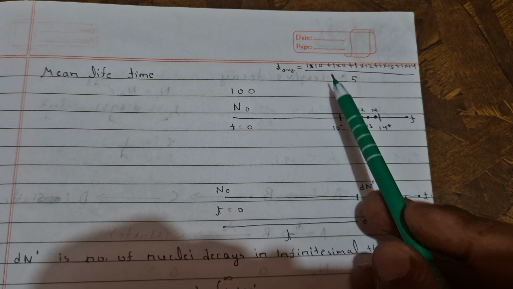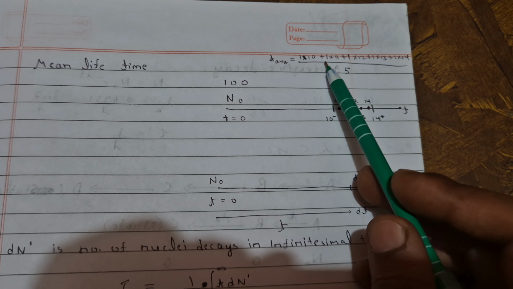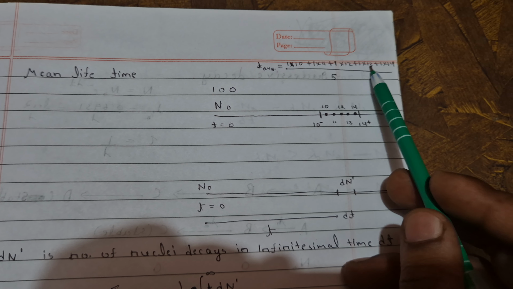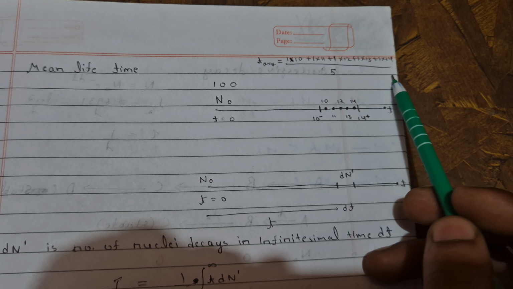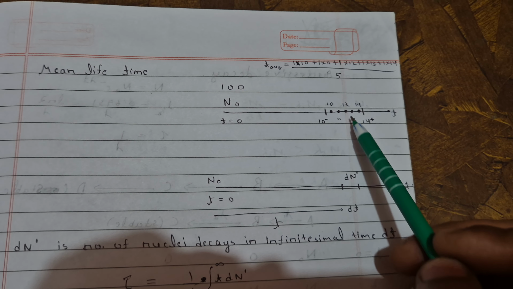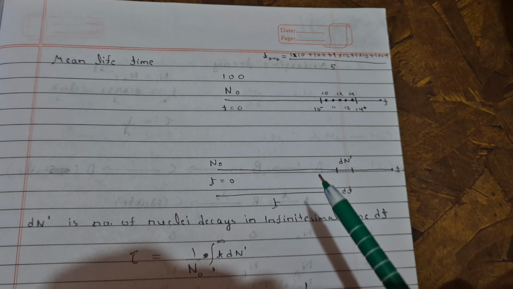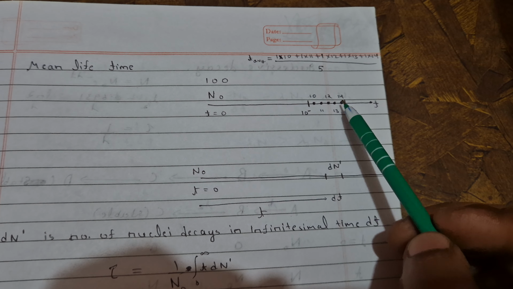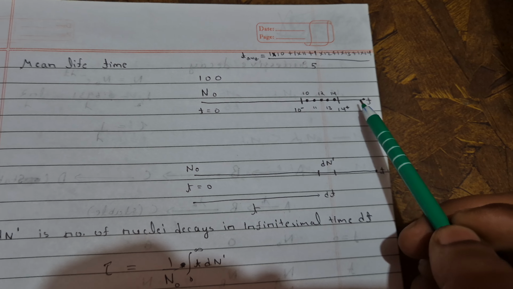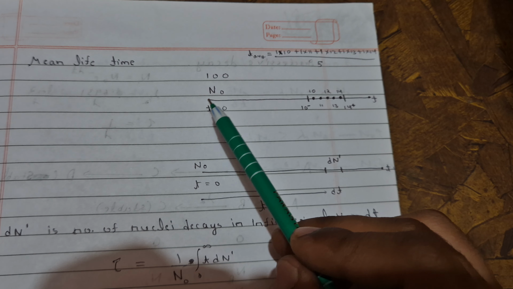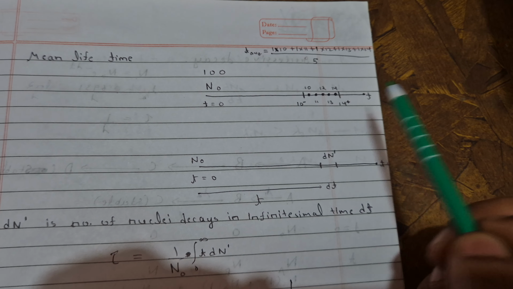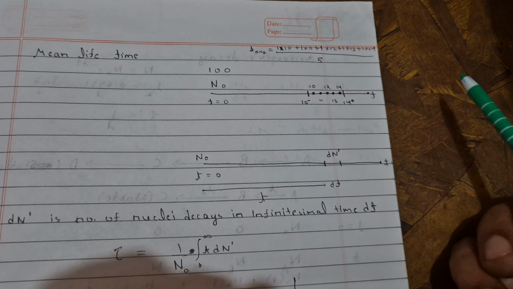One nucleus at 10, so 1 times 10, plus 1 at 11, so 1 times 11, 1 at 12, 1 at 13, 1 at 14, and there are 5 nuclei, so that will be this. So this is the average time of these 5 nuclei. But we don't know how many there are, so we need to find the average lifetime, meaning for all the nuclei to decay. So how can we find it?